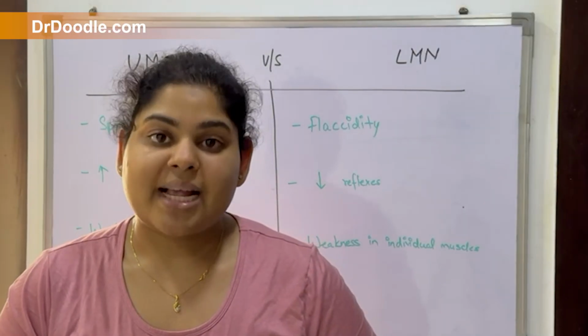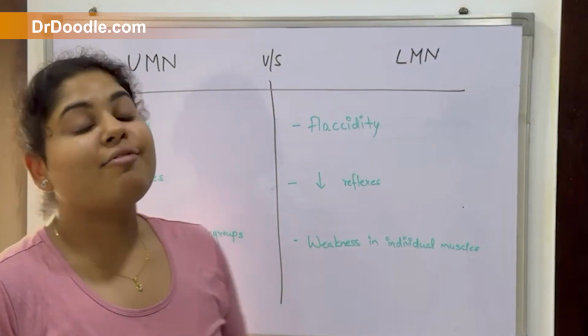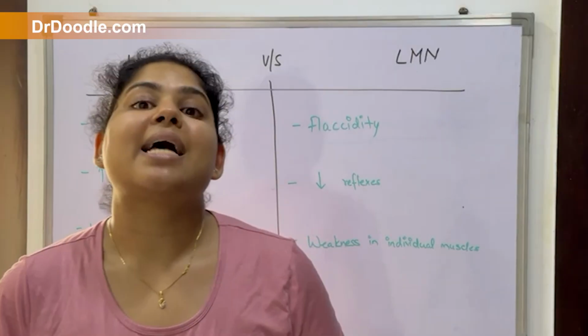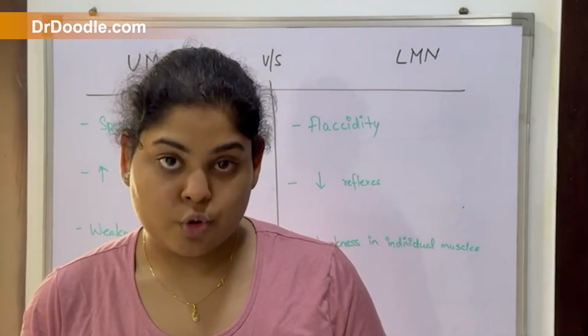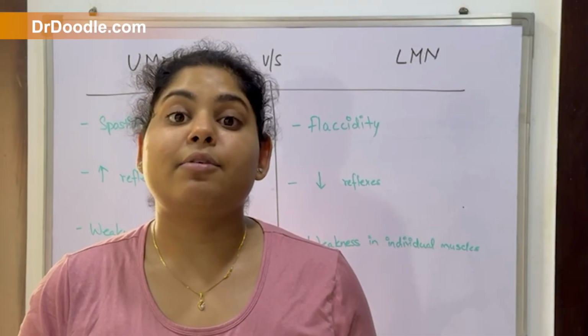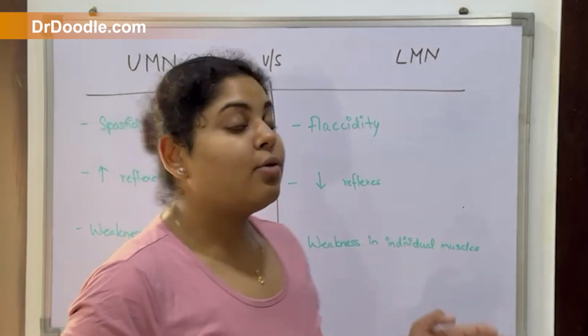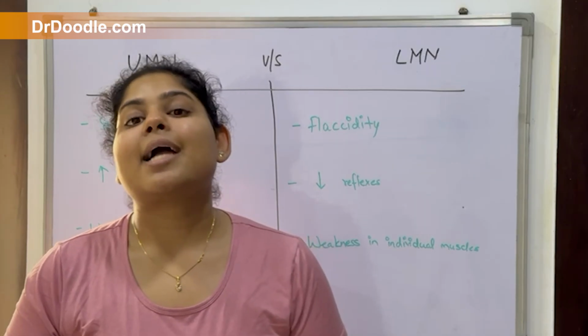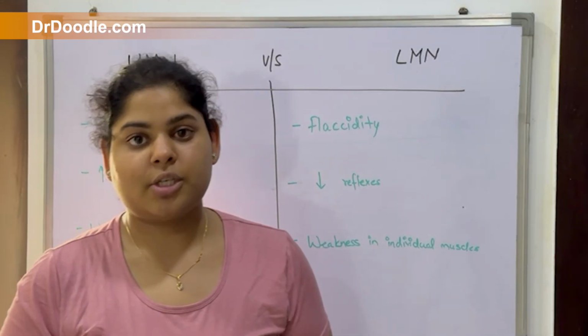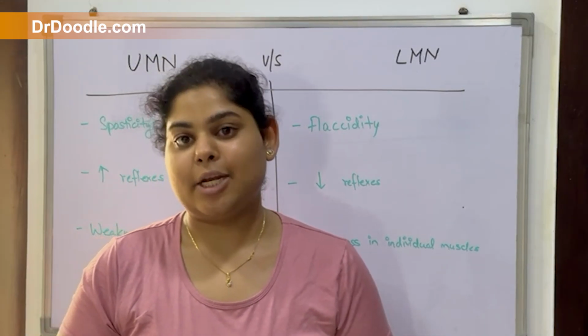Again, that causes flaccidity. And then why do we have weakness in individual groups? Because as I said, each lower motor neuron supplies an individual muscle. So when you are supplying an individual muscle, whichever muscle nerve is affected, that muscle will lose its function and it will cause weakness and atrophy.